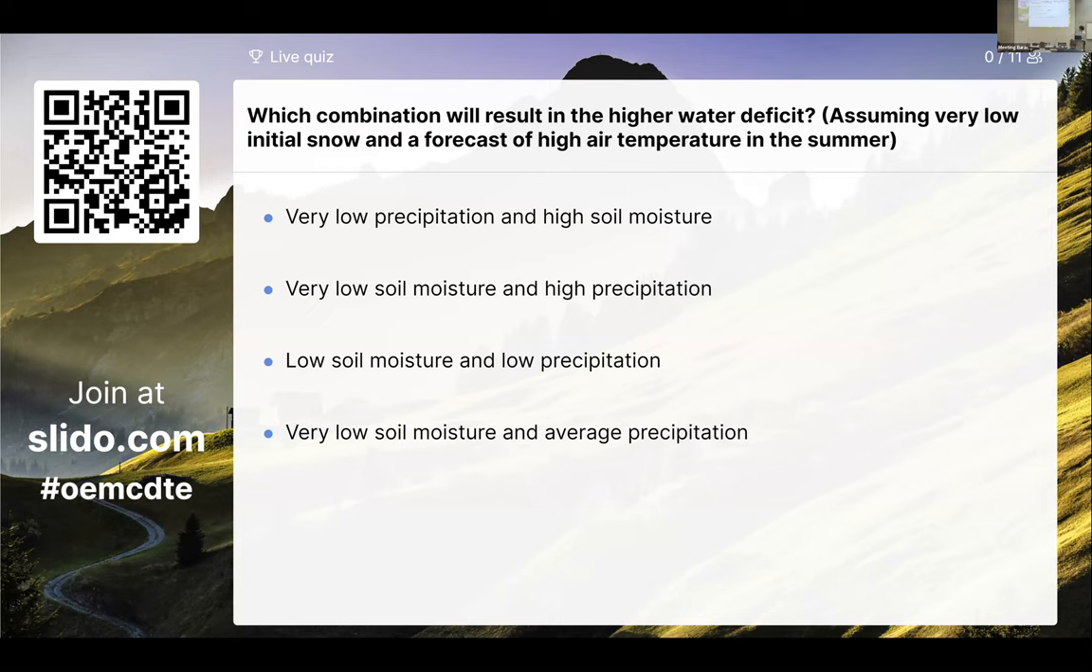So is it worse to have, I don't know, very low precipitation and high soil moisture, or very low soil moisture and high precipitation? So in terms of soil moisture and precipitation, what will be the worst condition? You have to select one of them. The idea is to select the one that provides the worst condition in terms of water availability for the next summer. It will give you an idea about the role of soil moisture and precipitation, again, as we have seen before for the flood risk, but in this case for water resource management.